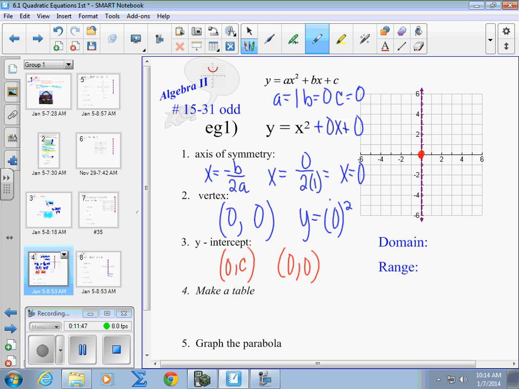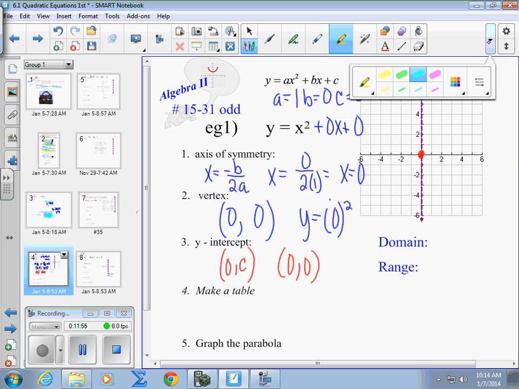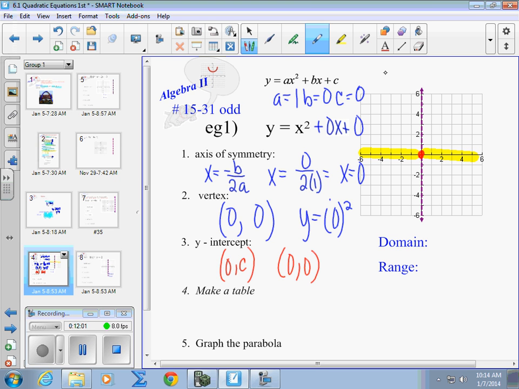Next, you need to make a table. You need to choose some numbers to the right from the axis of symmetry and some numbers to the left. You know the vertex is 0, 0. So I'm going to choose 1 and 2, and negative 1 and negative 2. We will plug them into the function.